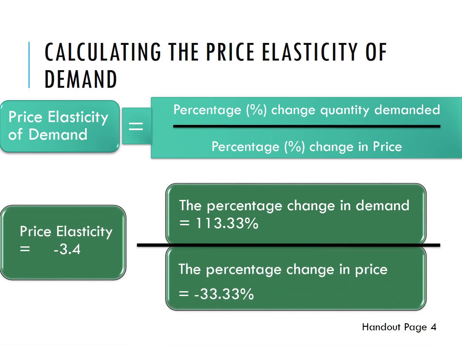We can put the two together, the percentage change in demand over the percentage change in price, and we can work out the price elasticity for this particular product is minus 3.4, and that's an important number, minus 3.4, remembering it's a negative because when price goes down, we expect demand to go up and vice versa. And also this number 3.4 is bigger than 1. Now what does that tell us? Well, that's right, it tells us that the demand here is price elastic.